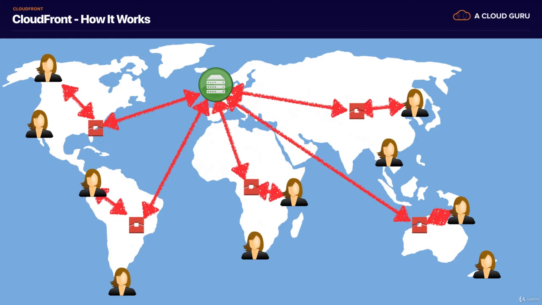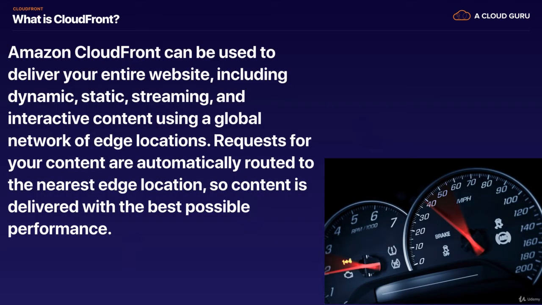What that means is if another user then queries that edge location for the same video, that video is already downloaded to the edge location, and that user will be able to download it a lot quicker because you don't have to go all the way to London to get it. It could be cached in US East 1, or in South America or South Africa, etc. So that's CloudFront, and that's how it works. It can be used to deliver your entire website, including dynamic, static, streaming and interactive content, using a global network of edge locations. Requests for your content are automatically routed to the nearest edge location, so content is delivered with the best possible performance. So you get really good performance out of CloudFront.